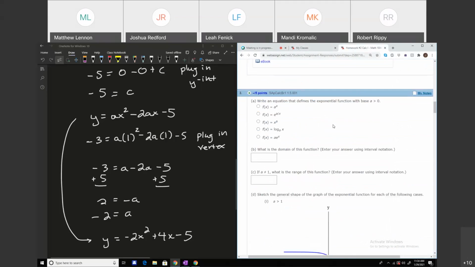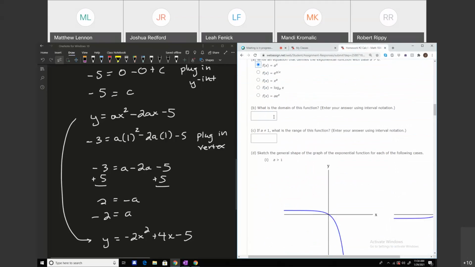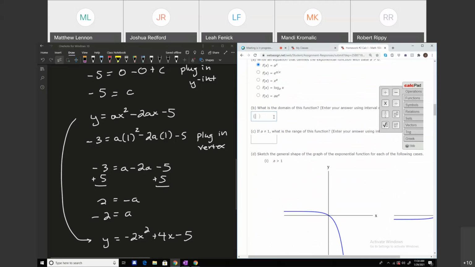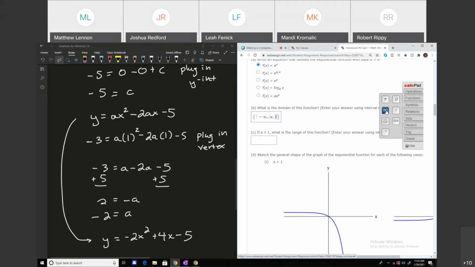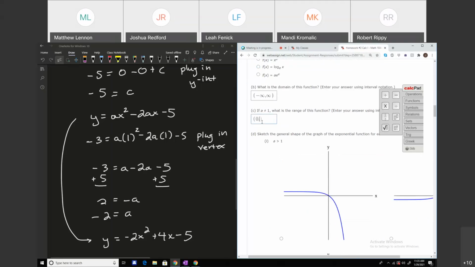Okay. Write an equation that defines the exponential function with base a greater than 0. Base a greater than 0 would be this one, a. What's the domain? Well, the domain of all exponential functions is all real numbers. So we would go from negative infinity up to infinity. If a is not equal to 1, what is the range? Well, they normally have the x-axis as an asymptote and then go all the way up to infinity. So it would be from 0 to infinity.